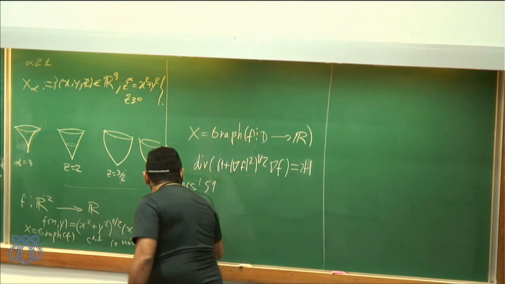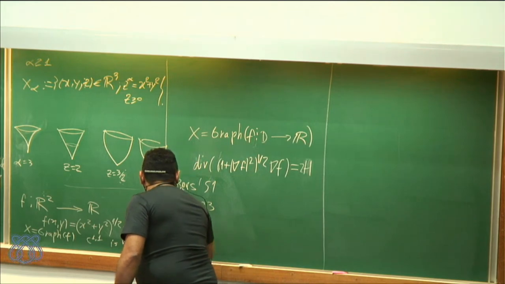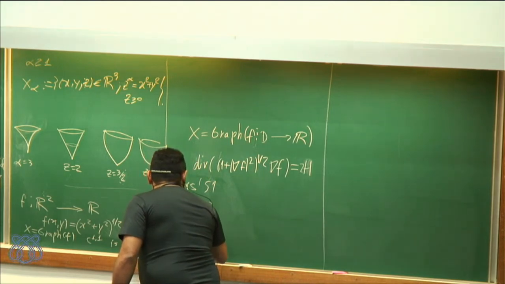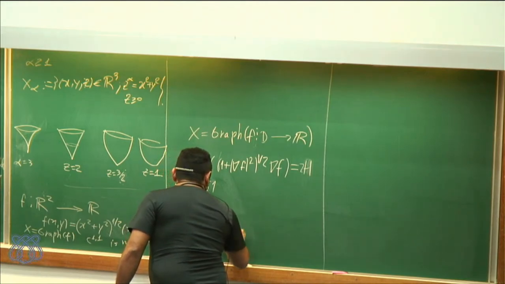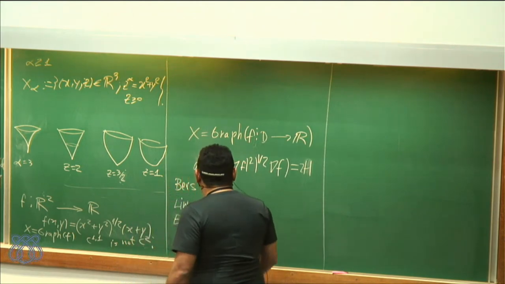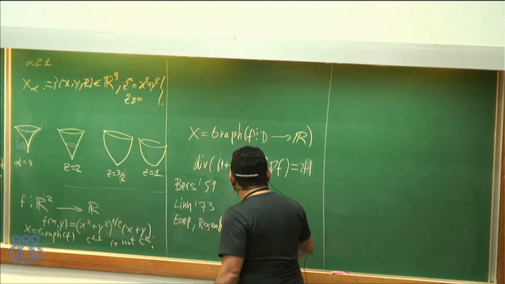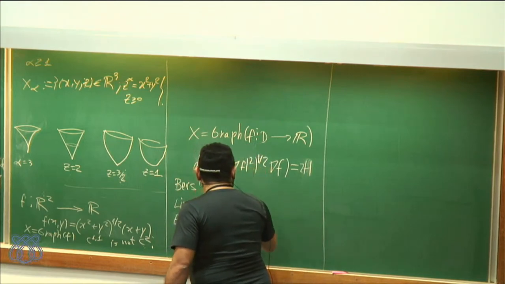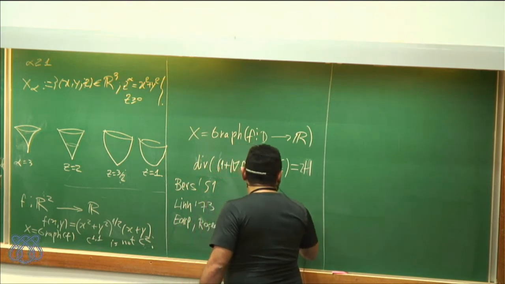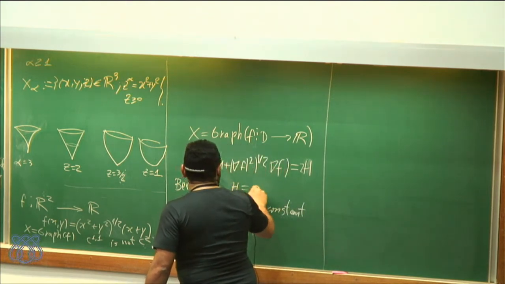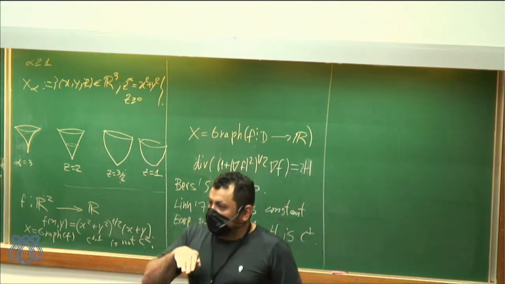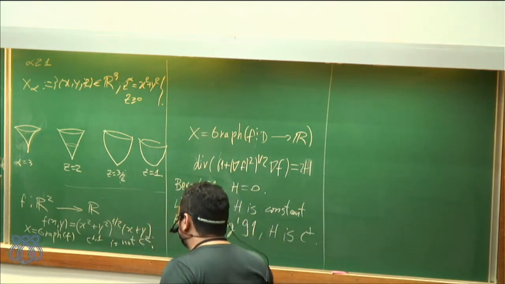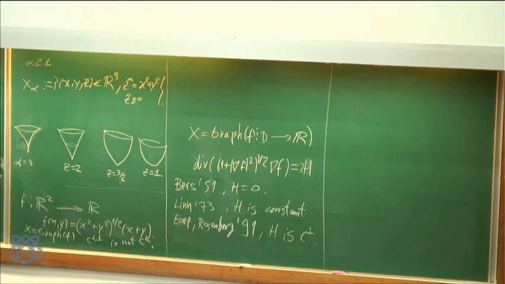And in 91 was treated by AR and for when H is constant here, H is zero, and here H is 1 up to across to the world. And I'm often saying that you can even prove that when H is.